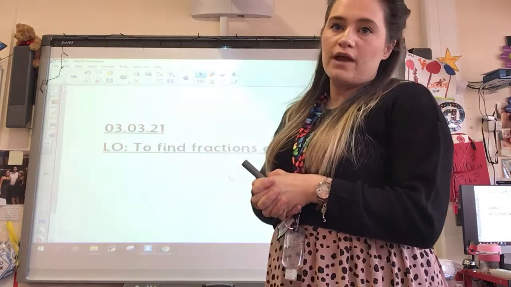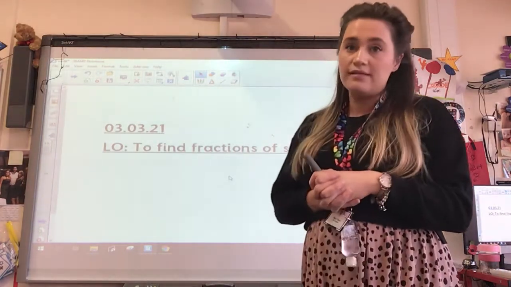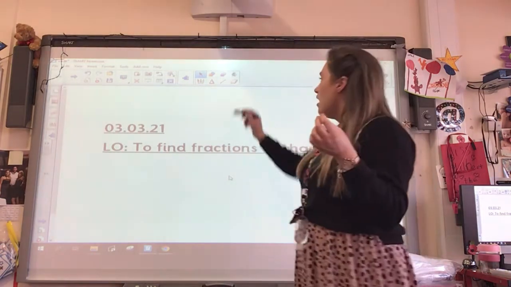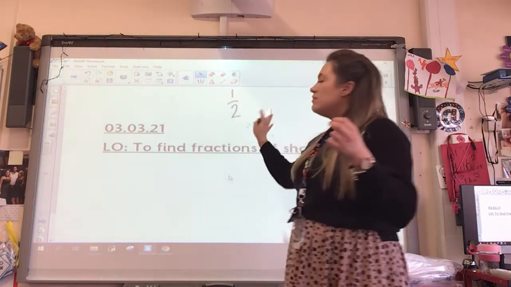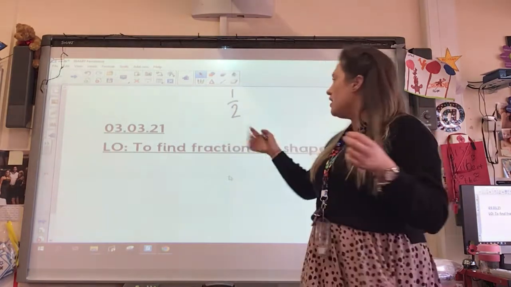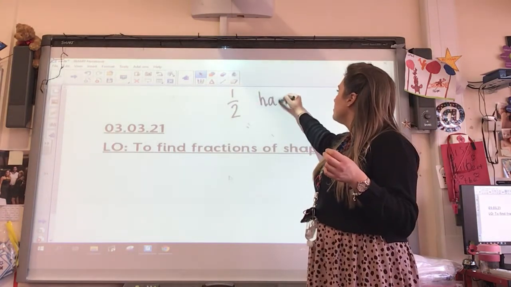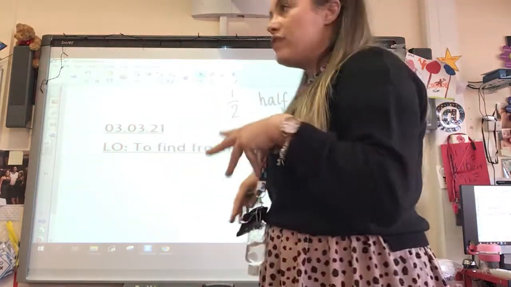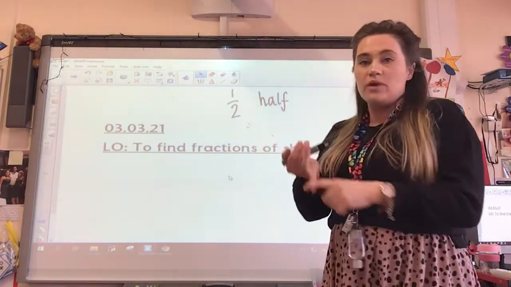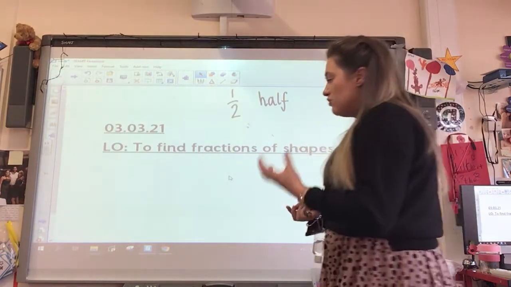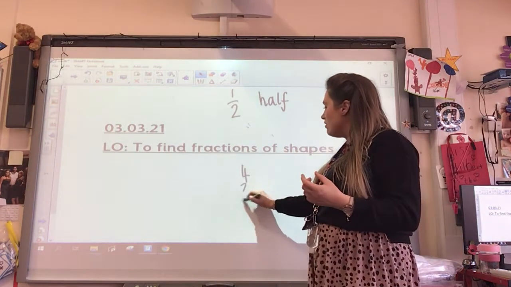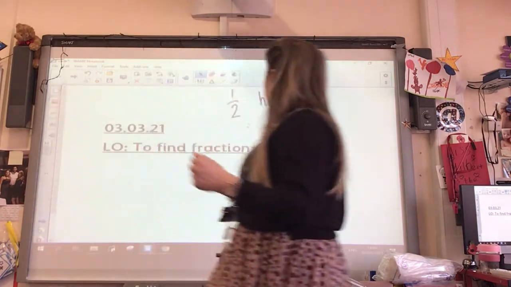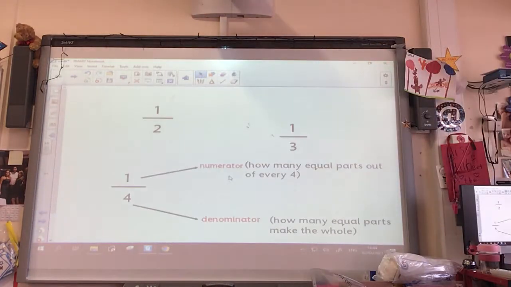Today we're going to find fractions of shapes. Yesterday we had a look at splitting shapes into two equal parts, and that's called finding half of a shape. This is what our fraction half looks like in numerical terms, and here is half written in words. We might be finding half of a shape, or splitting shapes into 4 equal parts and 3 equal parts as well. So let's see what we're going to do today.